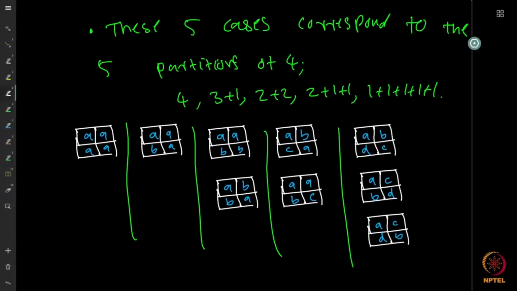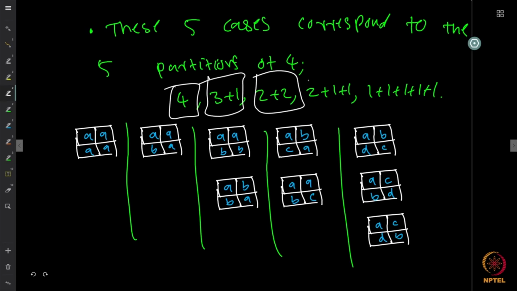Now these 5 cases correspond to the 5 partitions of 4. This is something that you should observe, which may not be very easy, but if you think about this, it comes true. That is basically, what are the partitions of 4? We have 4 by itself. Then you have 3 plus 1, right? 2 plus 2. These are the integer partitions that we have looked at before. Then you have 2 plus 1 plus 1 and 1 plus 1 plus 1 plus 1, right?